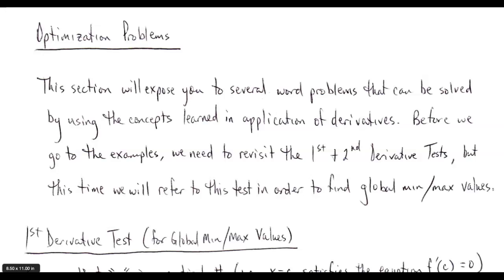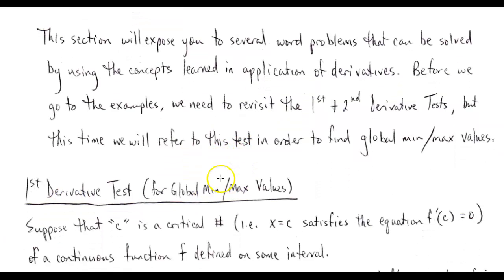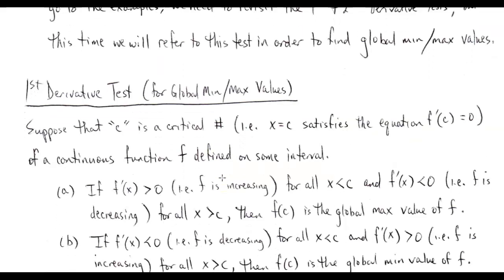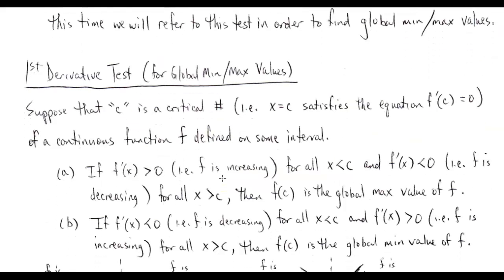Okay. The first derivative test, and we're going to go over this version of it for global max and min values. And it's worded that way because in these problems, we're modeling something to where we're going to have either one local max or one local min location, and that is it.